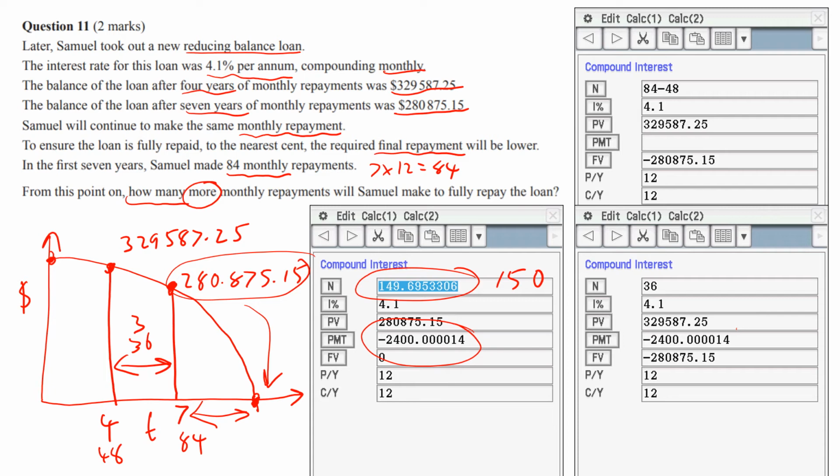So the answer is 150 more months, because with time periods, if it said like 149.001, then you can round down. But in most cases, if there's a significant decimal there, you have to round up with time periods. You haven't paid it off until you've paid it all off. Trust me, banks will let you get away with that.